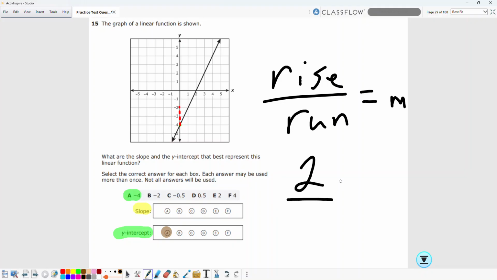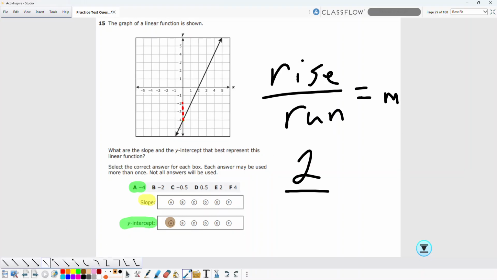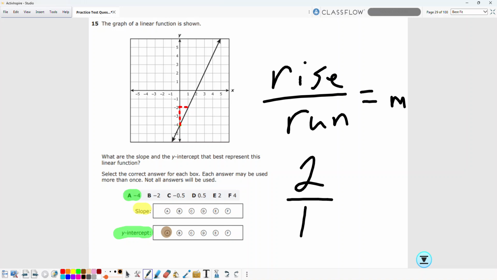Okay. Now let's see what the run is. So I come where I left off here, and what I want to do is run over until I hit the line, until I hit the graph. And then I count how far I went. And I went 1. So my slope is 2 because 2 over 1 is 2.